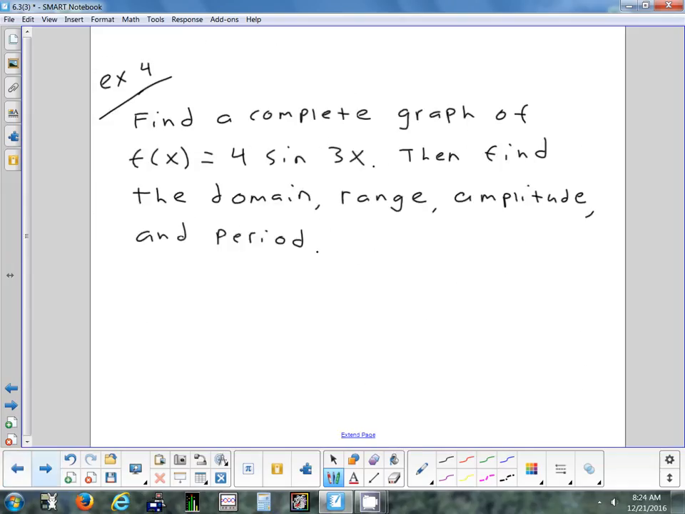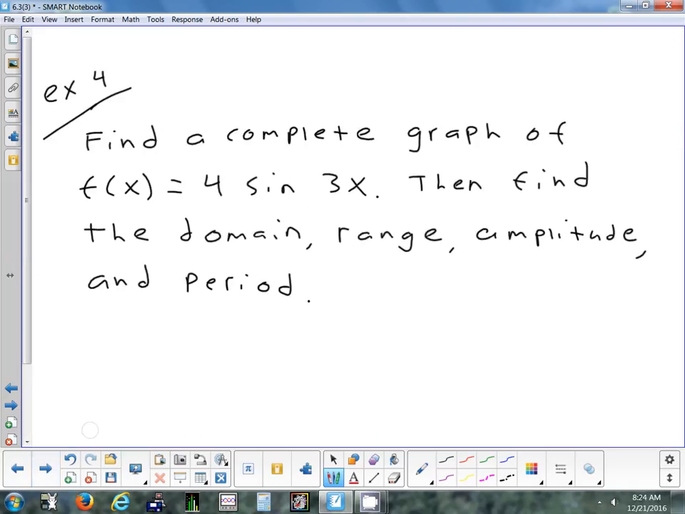All right, so this one, they're asking us to find a complete graph. Okay, so by the directions, what are they asking us for? Yeah, they're asking us to use a graphing calculator. And then they want us to find the domain, the range, the amplitude, and the period. Okay, let's see if we can do some of that before we graph it. What would be the domain of this function?